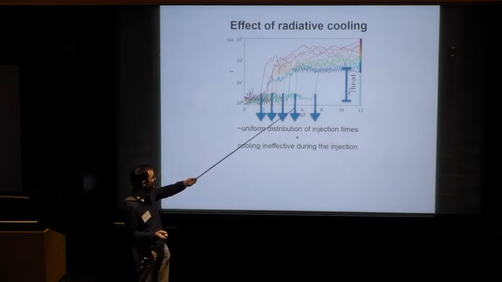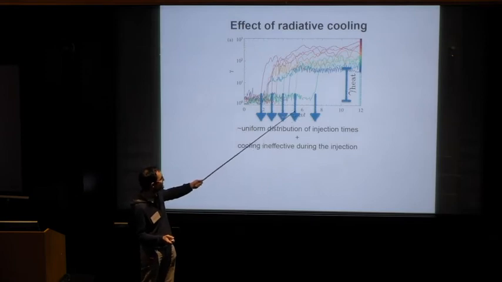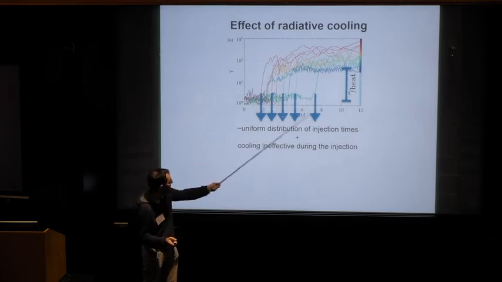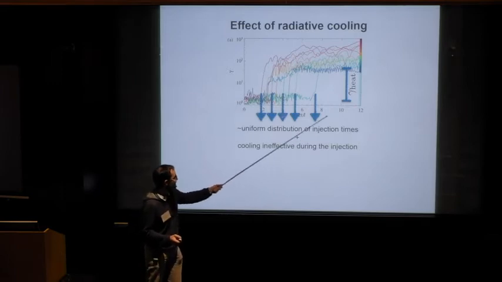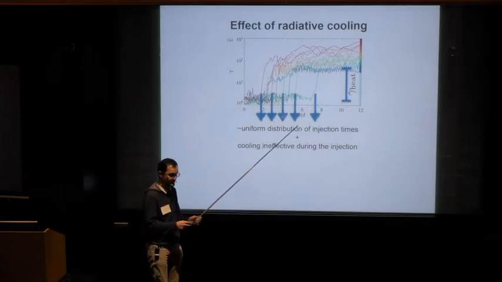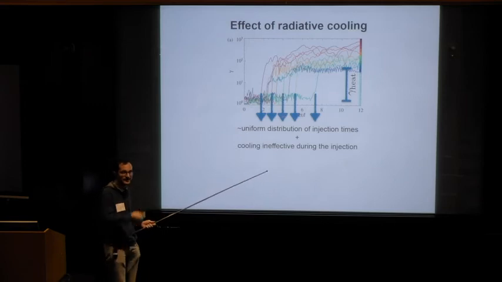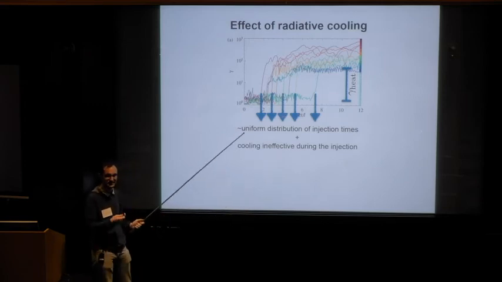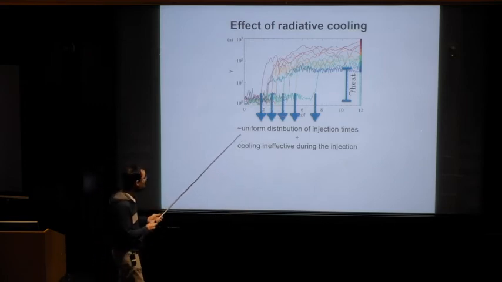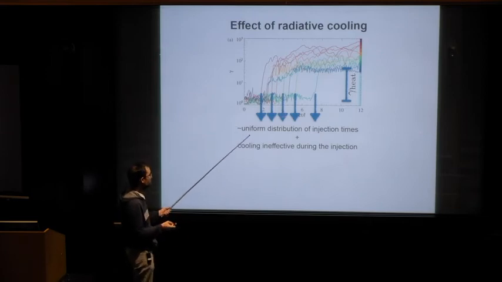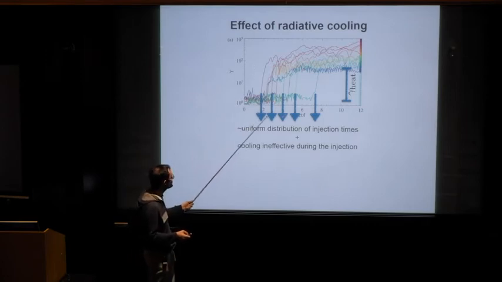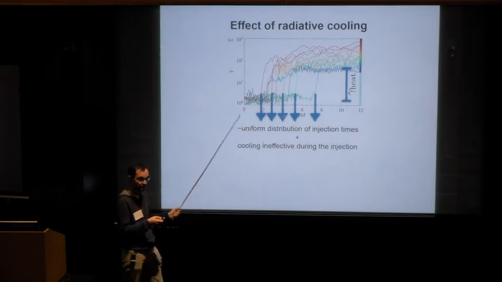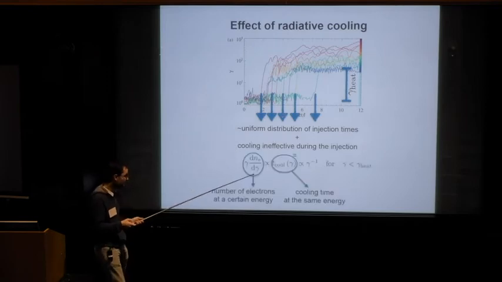And it loses energy fast. It loses all its energy by the dynamical time. Then I have another electron, heated at a different time, and then it loses its energy. And then another electron which does the same. So if I ask, at a given time, what is the electron energy distribution that I see? There are two crucial points I was already mentioning. First, the cooling is ineffective during injection. Second, these injection events are almost uniformly distributed over the dynamical time.